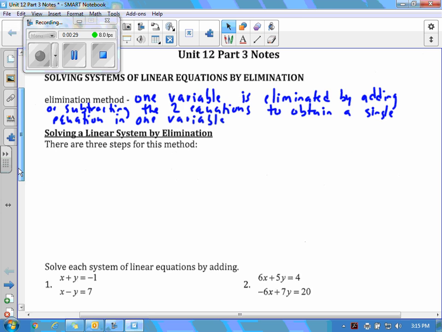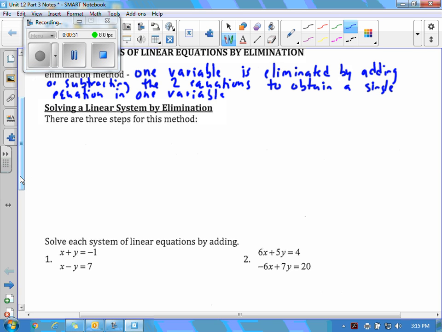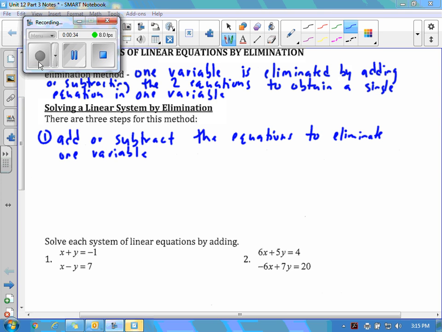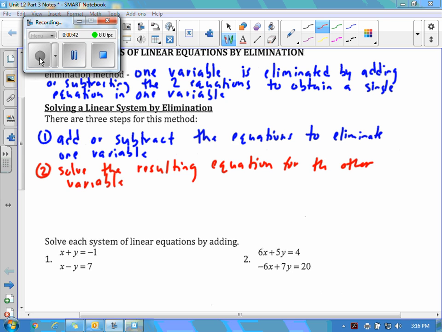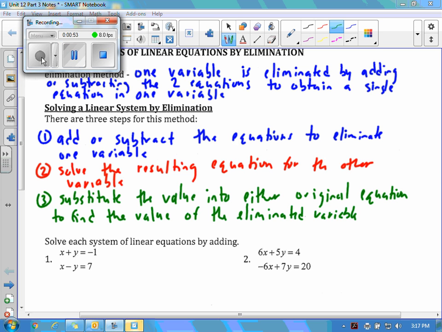There are also 3 steps for this one. The first step is to add or subtract the equations to eliminate one variable. Again, remember, we only want to be working in one variable. The second step is to solve the resulting equation for the other variable. When we add or subtract, our goal is to get rid of one variable, so we're going to solve for the one that's left over. And then the third step is to substitute the variable into either original equation to find the value of the eliminated variable. So step 1, we're going to eliminate one of the variables. Step 2, we're going to solve for the other one, the one we didn't eliminate. Step 3, we're going to go back and find the eliminated variable.